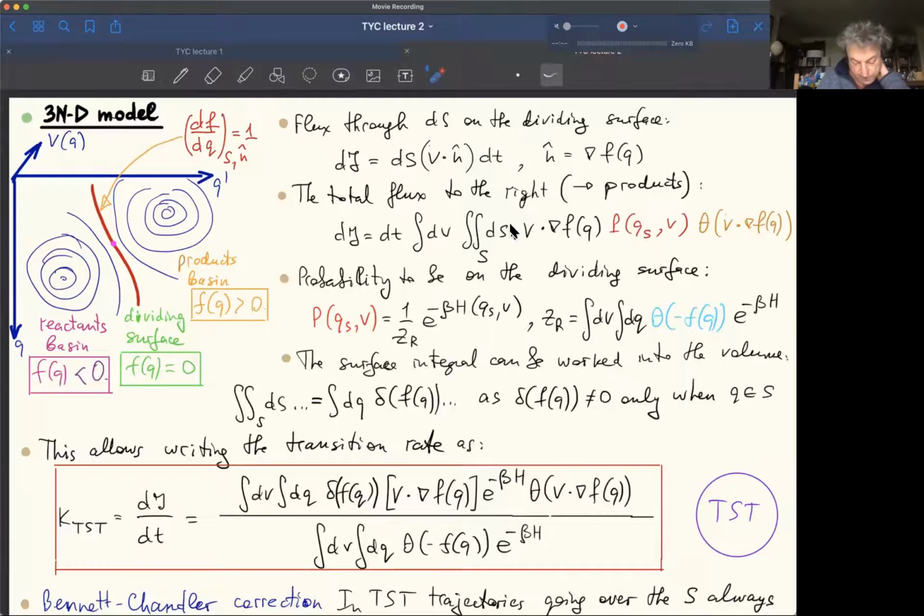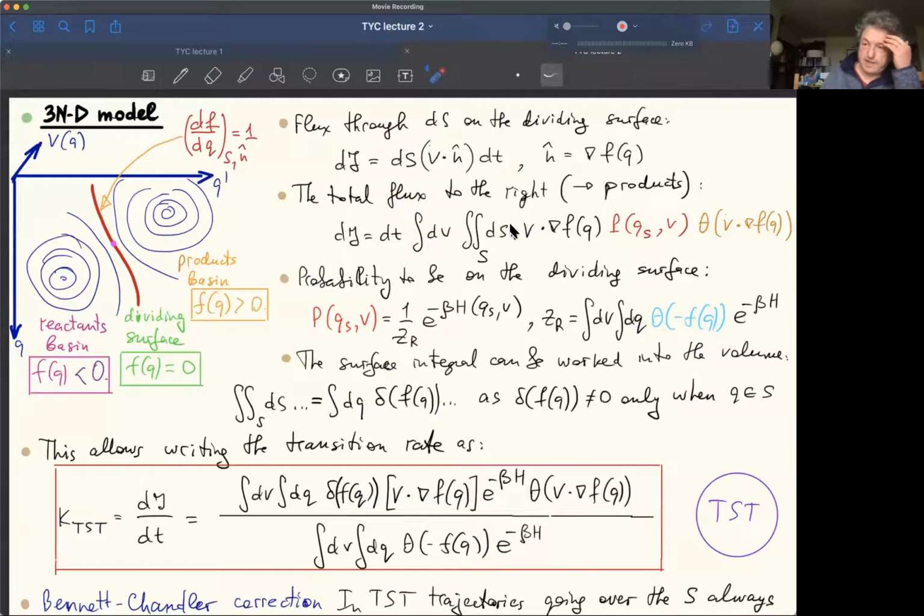I can introduce a function f as a function of all this multidimensional space, such that it would be positive everywhere on the right of the dividing surface, it would be negative everywhere on the left of the dividing surface, and would be equal to 0 on that surface. And also, I will make sure that this function is such that its derivative along the direction perpendicular to the surface is 1.